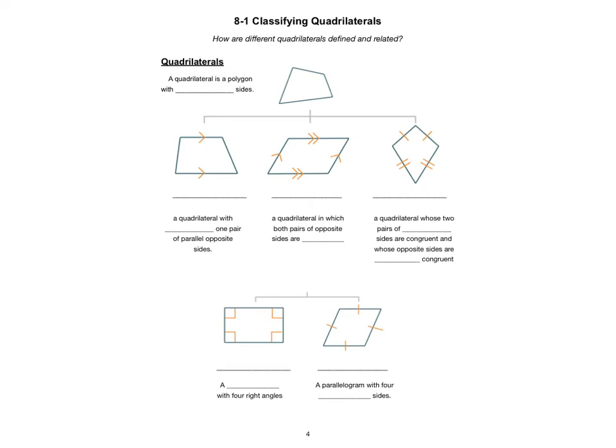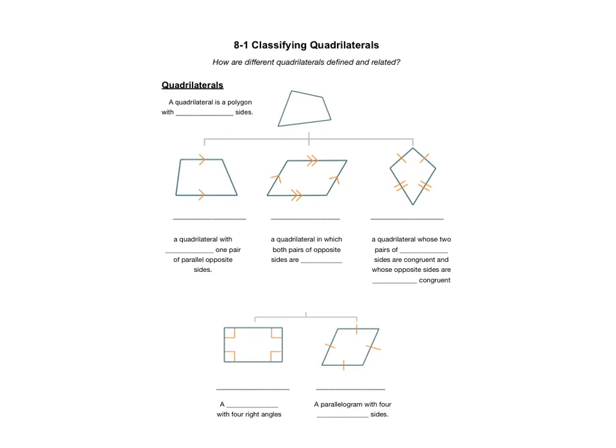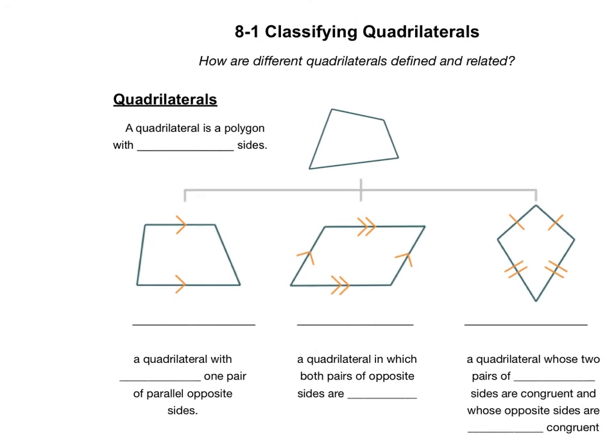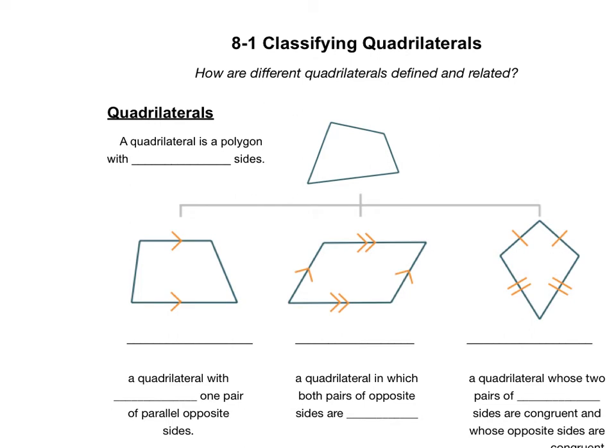So as we begin this new lesson of geometry, we're going to be talking about quadrilaterals and combining those quadrilaterals with the coordinate plane. In doing so, we want to understand how different quadrilaterals are defined and related. So what is a quadrilateral? Well, it is simply a polygon with four sides.